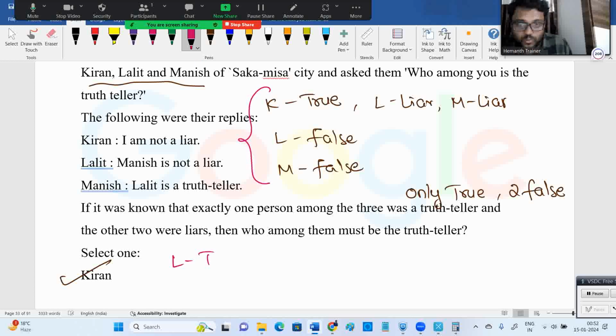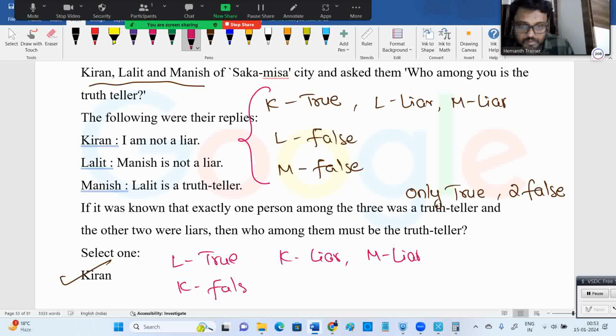Now I'll check with the other one. Suppose Lalit is a truth teller, then Kiran should be a liar. He should say false. And Manish also should be a liar. Right, now Kiran's statement: I am not a liar. Yeah, he is a liar. He is saying I am not a liar. False only he is telling. Yeah, Kiran is a liar.